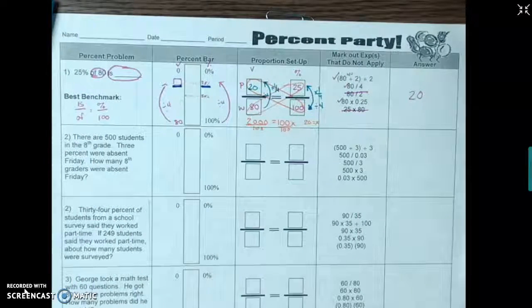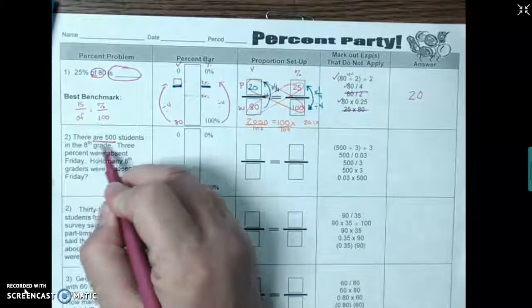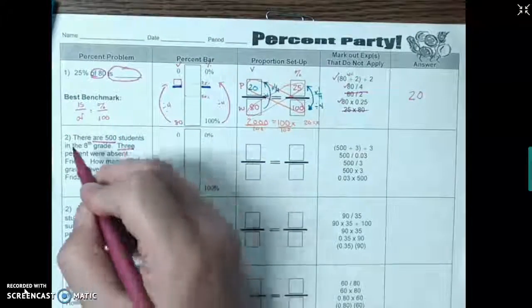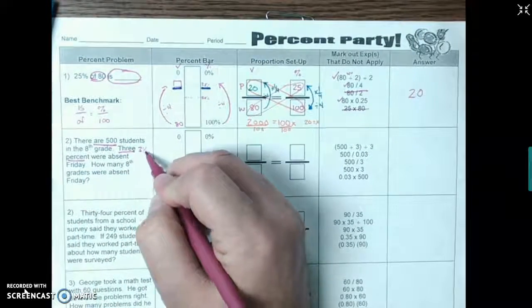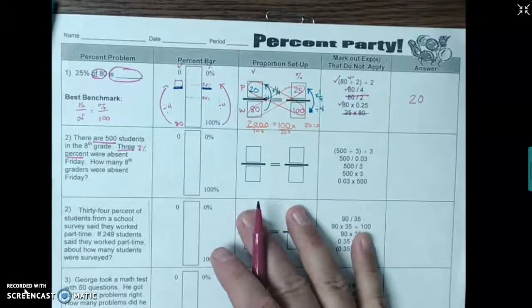Same thing. I'm going to go a little bit quicker through this. We're looking at a word problem this time. There are 500 students in the 8th grade. 3%, I'm going to write it out there so I don't forget, 3% were absent Friday. How many 8th graders were absent Friday?